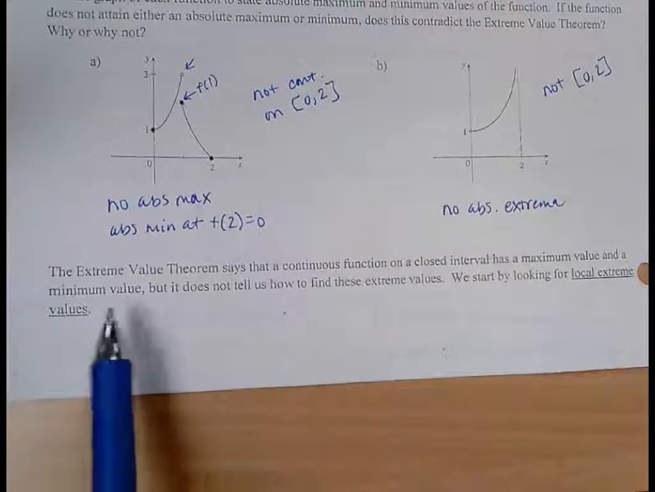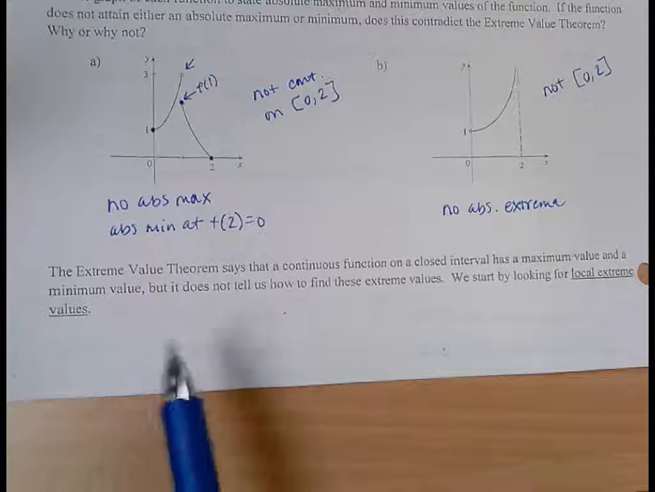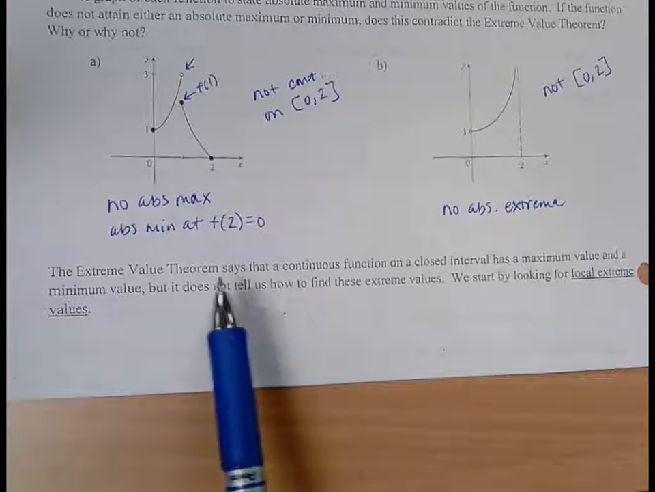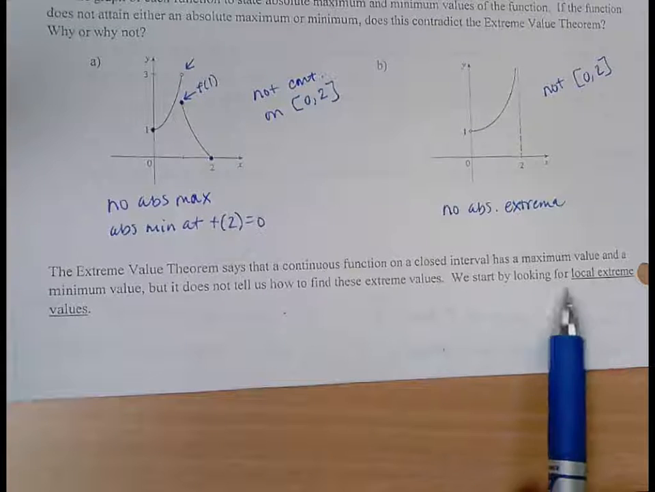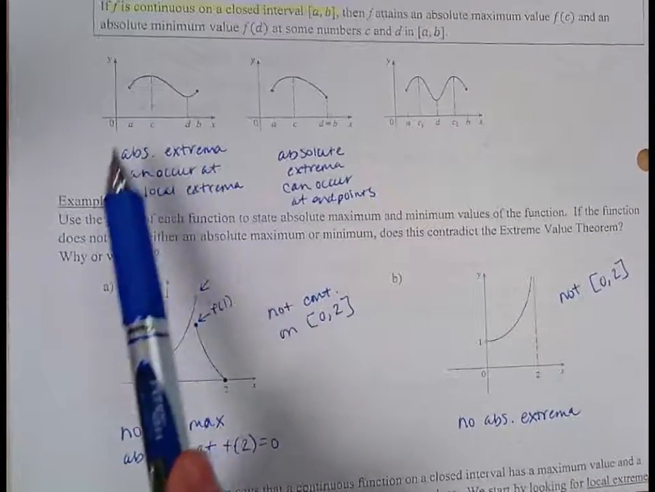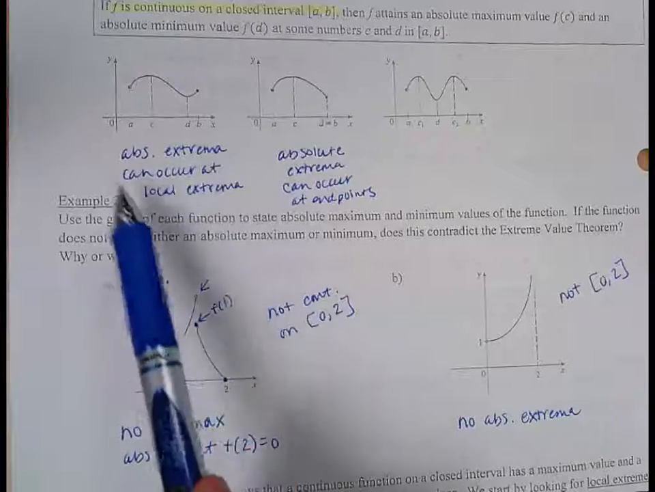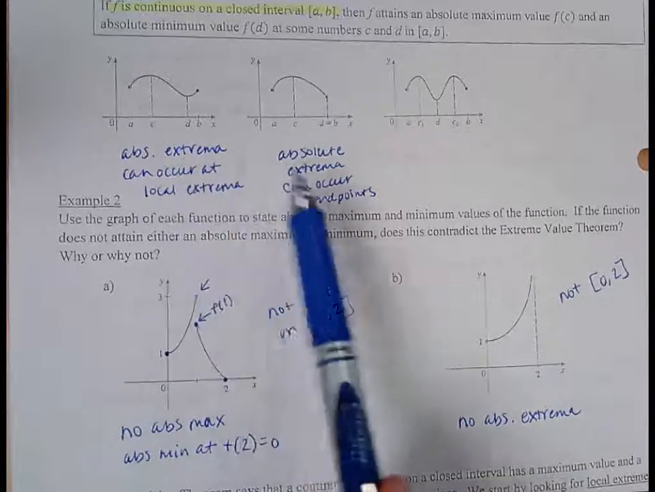So this is all leading into how we find these on our own. The extreme value theorem says a continuous function on a closed interval has a max value and a min value, but it doesn't tell us how to find them. So we can start looking for the extreme values at the local extreme values, because an extreme value could occur at a local max or min, but it could also occur at an endpoint. Those are the two places we're going to look.